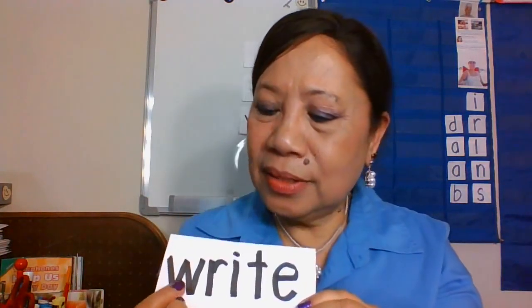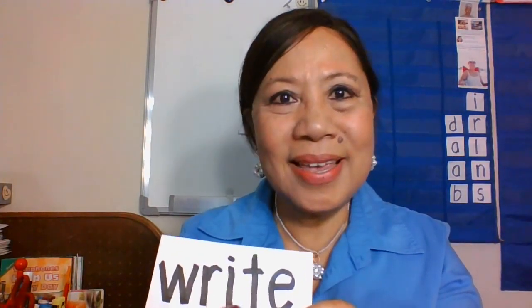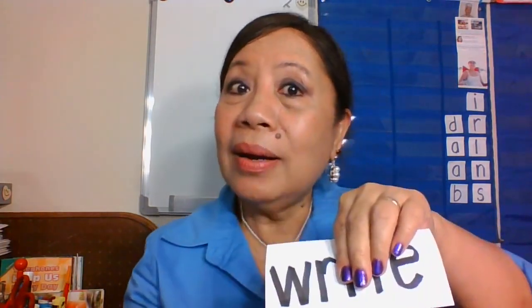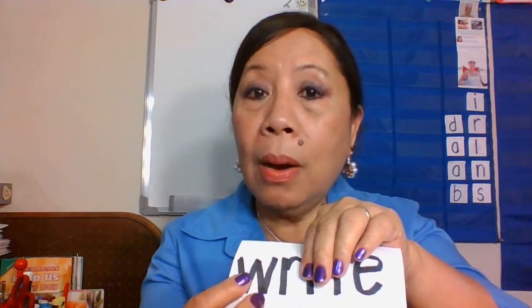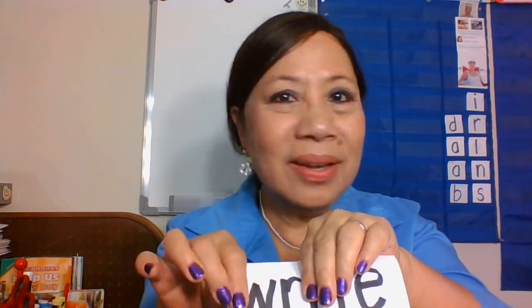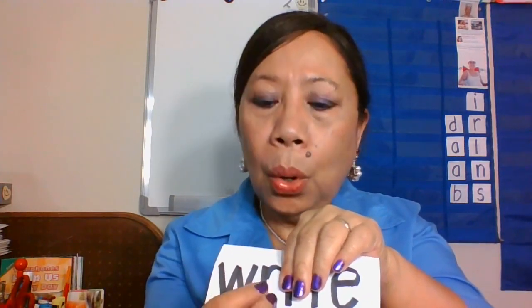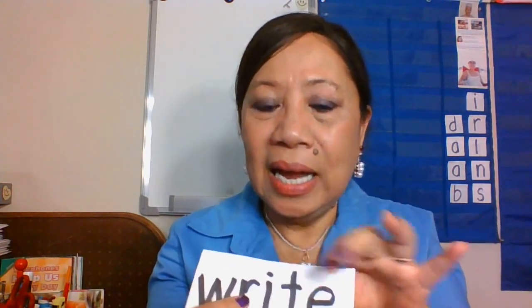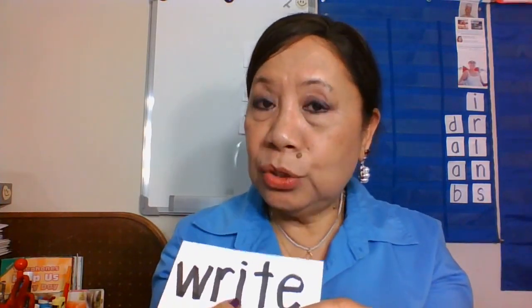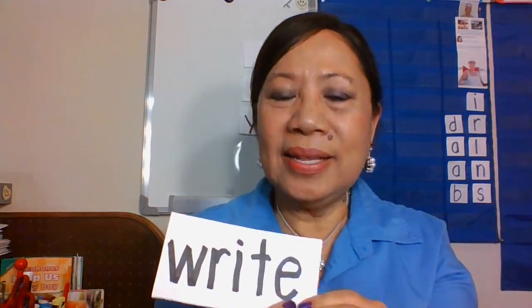Next, the word is right. Let's spell it. W-R-I-T-E. Now, let's sound it out. W and R are a consonant blend. R, WR, R, R. You don't hear the W. I, silent E. All right, remember two vowels. The first vowel says its name. The second vowel is silent. R-I-T. Let's read it smoothly. Get ready. Right. Very good job. All right, next one is play.